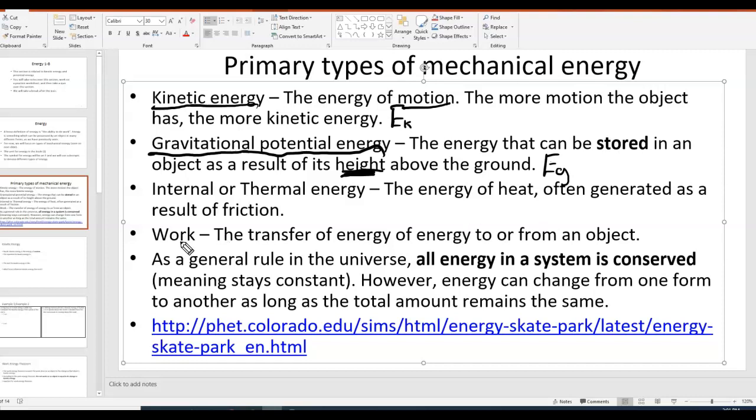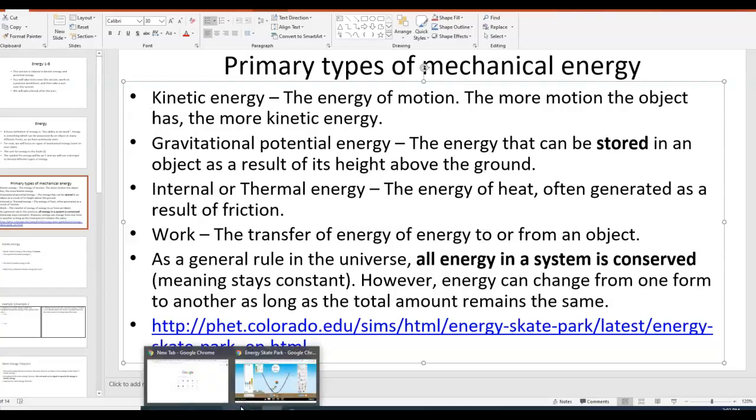Okay, and of course we've talked about work, which is not a type of energy, but work is the transfer of energy to or from an object. Now in the last video we also talked about the conservation of energy, which is basically the key principle in physics that says that all energy in a situation cannot be created or destroyed. It stays constant, but it can change from one form to another. So let me show you a simulation really quickly so you understand what I mean. Pause it here if you need to get any of this down.